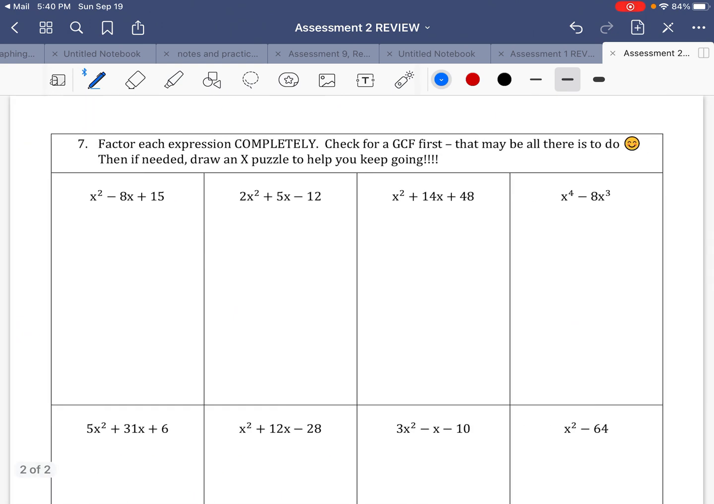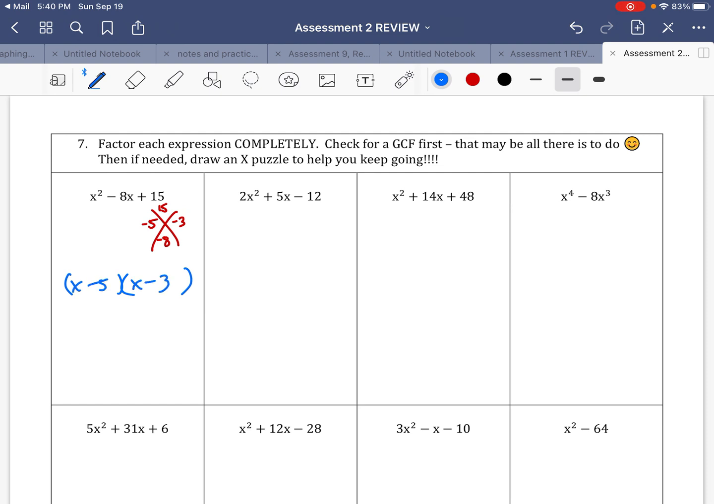All right, factoring here. Depending how you like to do this, I'm going to do it using the x's. So in my x puzzle here, I'd put a 15 up top and a negative 8 down here. So something that multiplies to 15 but adds to negative 8, I would do negative 5 and negative 3. All right, so I'm done. I got (x - 5)(x - 3).